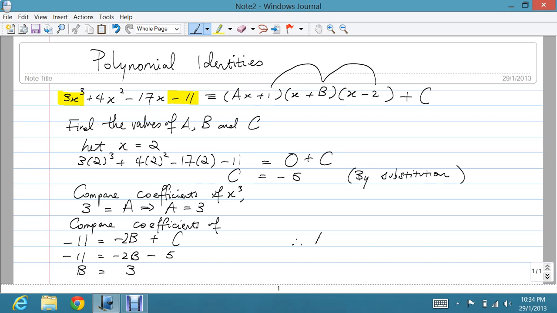Therefore, we conclude that a equals 3, b equals 3, and c equals negative 5. The second method that we have used here is by comparing coefficients. In order to effectively and efficiently find unknowns in polynomial identities, you must know how to apply both methods in the same problem.